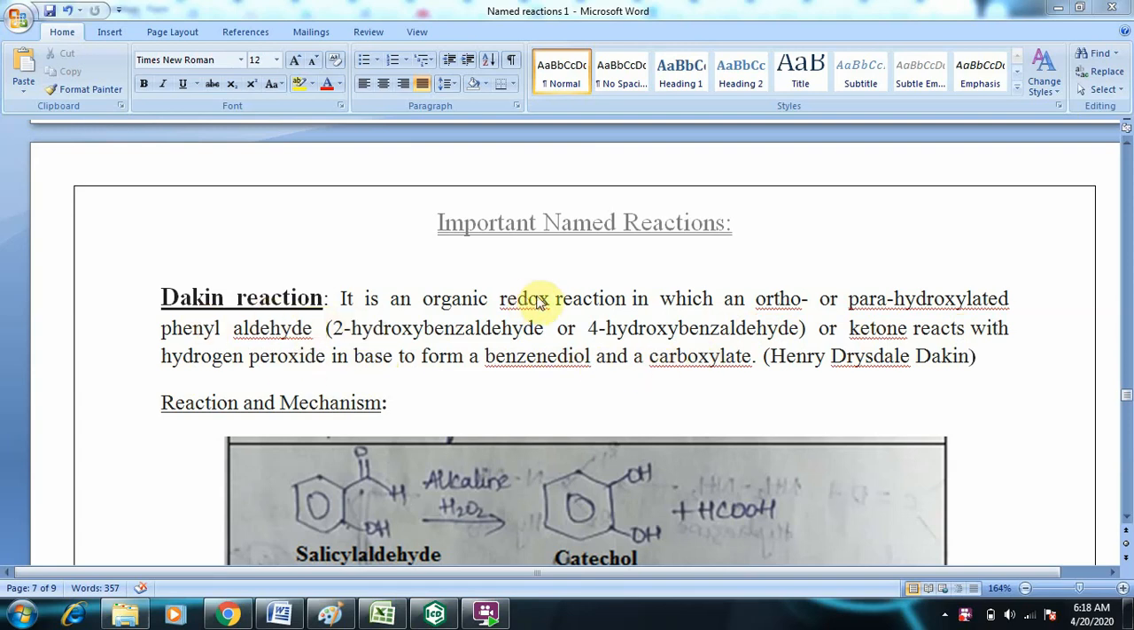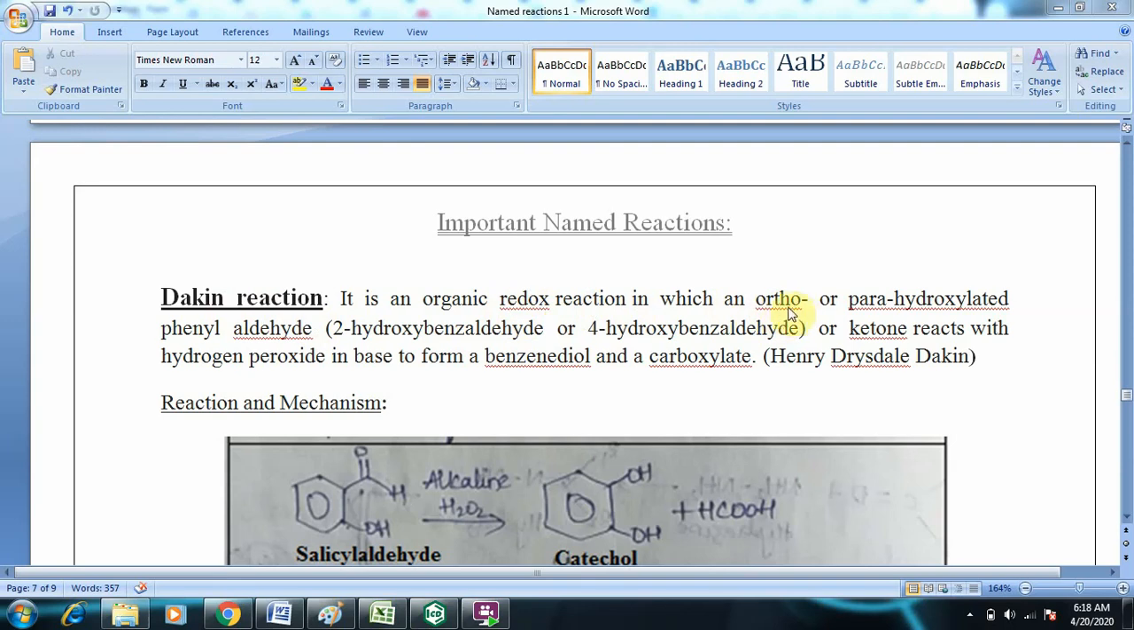It is a type of redox reaction. You know what a redox reaction is? The reaction which involves simultaneous oxidation as well as reduction is called a redox reaction. So this redox reaction can be seen in the Dakin reaction, in which, what is the substrate?